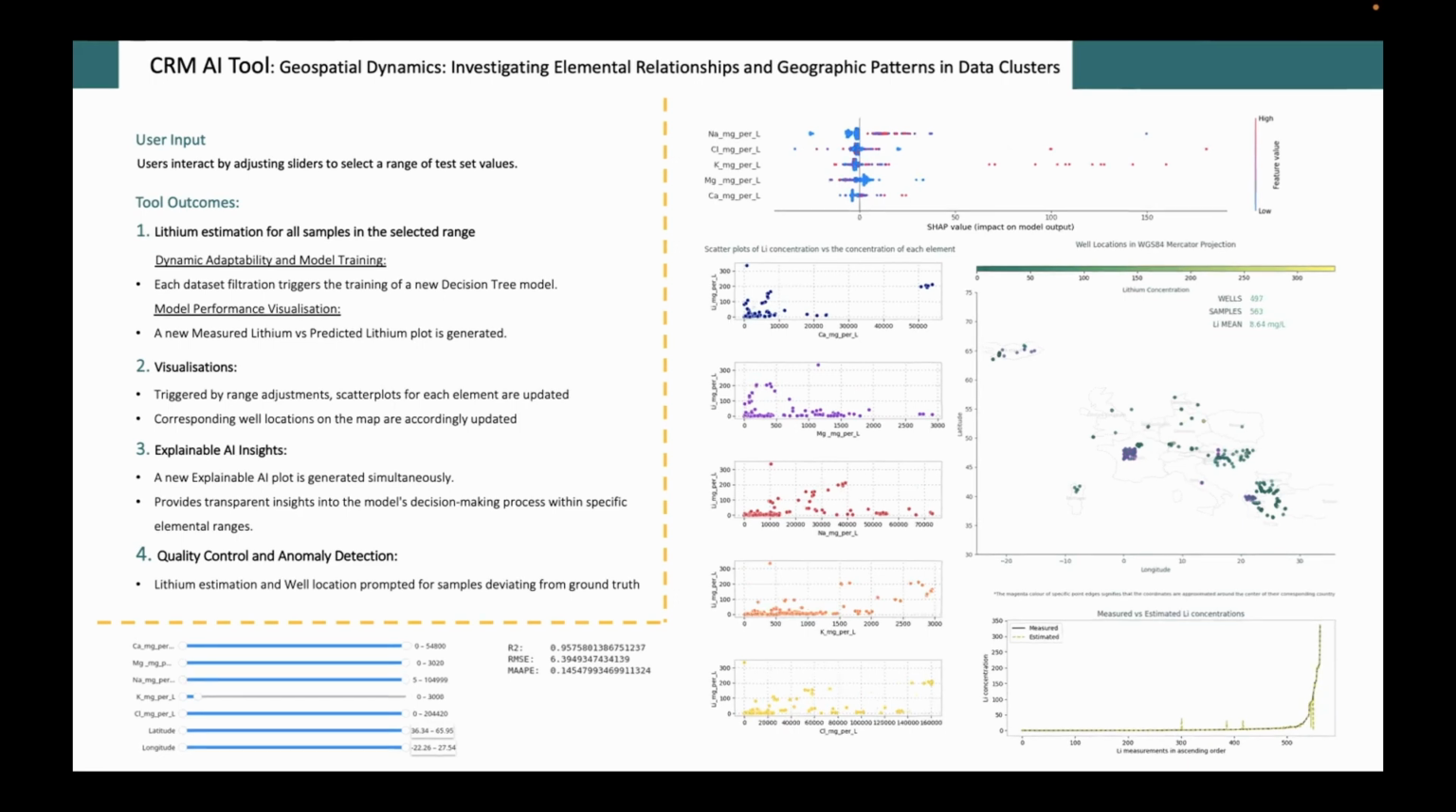To validate the accuracy of the newly generated decision tree, we review the metrics and the measured versus predicted plot. Changes are observed in the beeswarm plot on the top, indicating alterations in the order of feature importance. Here, potassium is shifted to the 3rd position, while low and medium values of sodium emerge as the most influential features. Chlorine follows as the 2nd important feature, and calcium exhibits the smallest contribution to lithium estimation in this specific elemental range.